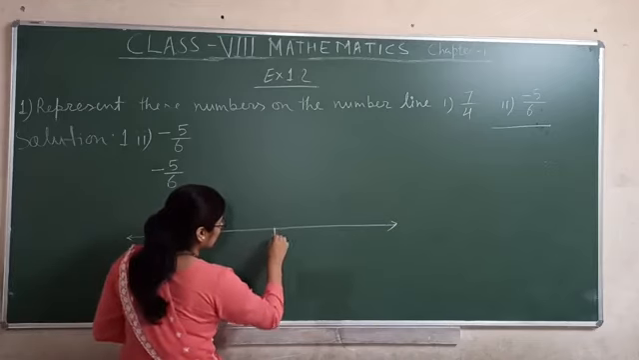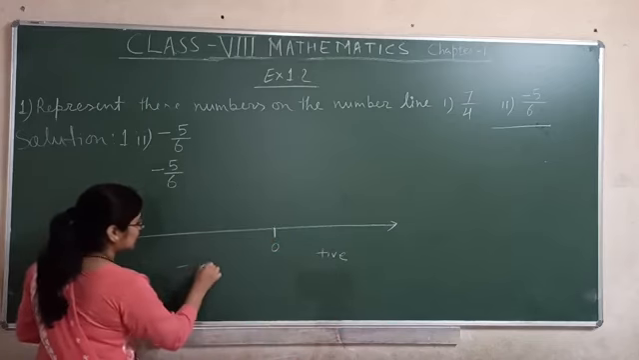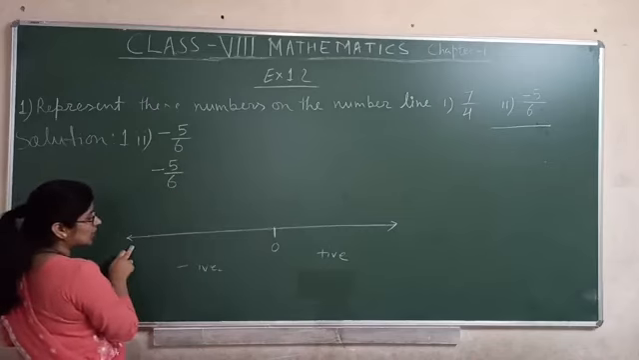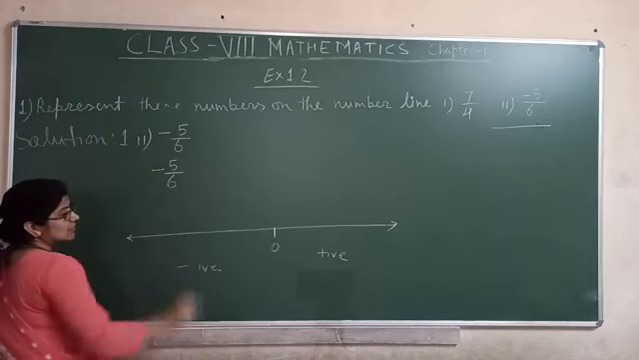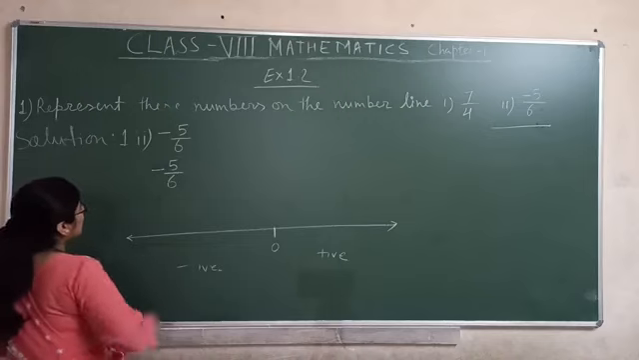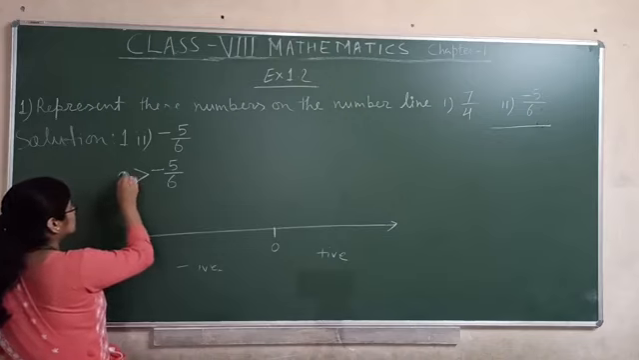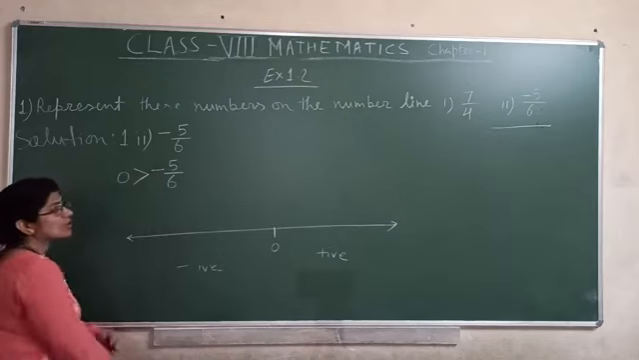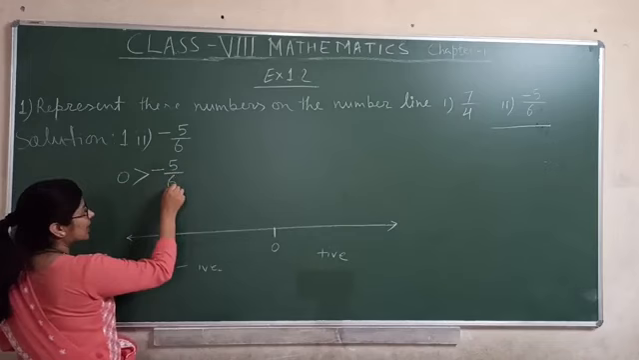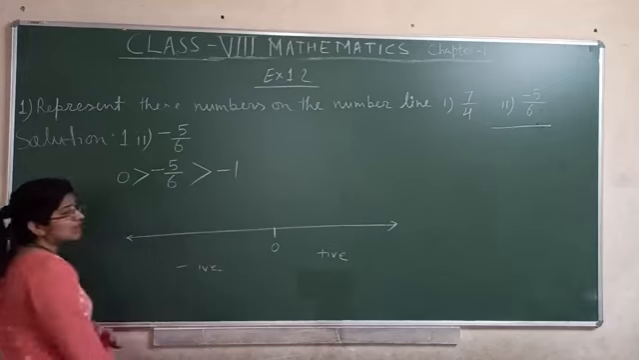If here is 0, then this side represents positive and this side represents negative. So we will represent minus 5/6 on the negative side. Now check where it will lie. You know that negative numbers are smaller than 0. So this number will be smaller than 0. 0 will be greater than minus 5 by 6. But this number will be greater than minus 1.